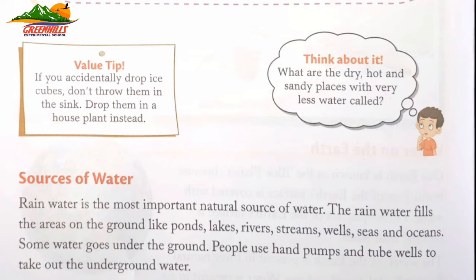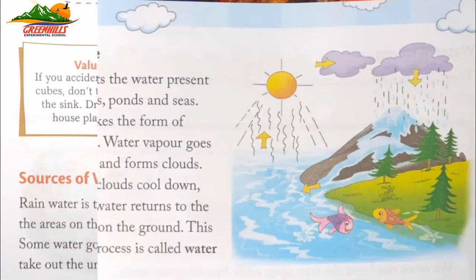Then, sources of water. Rainwater is the most important natural source of water. The rainwater fills the areas on the ground like ponds, lakes, rivers, streams, wells, seas, and oceans. Some water goes under the ground. People use hand pumps and tube wells to take out the ground water.